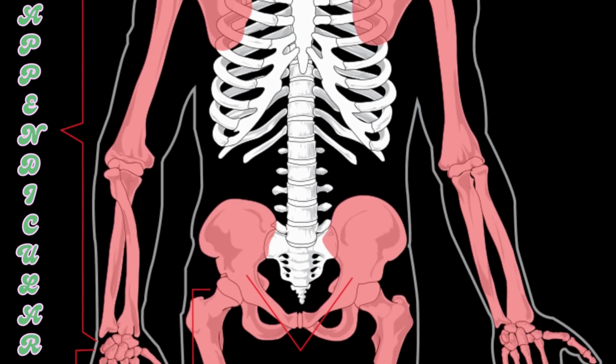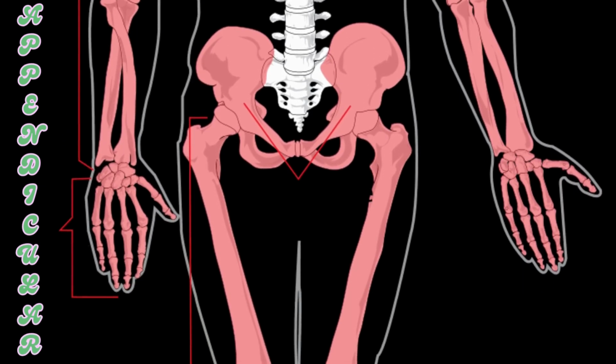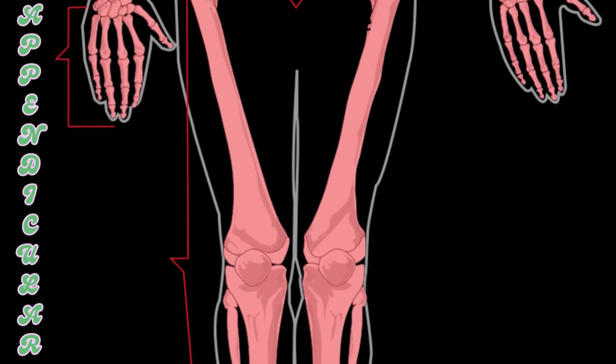The appendicular skeleton is essentially your extremities. It is composed of the shoulder girdle, the pelvic girdle, and the limbs.